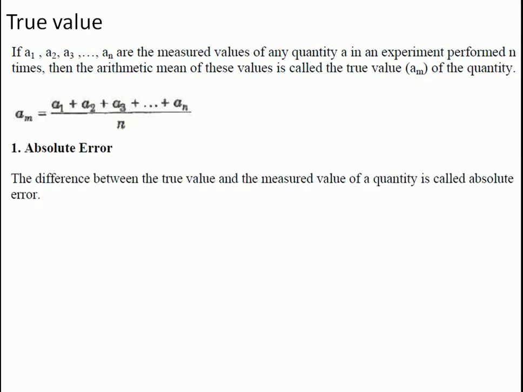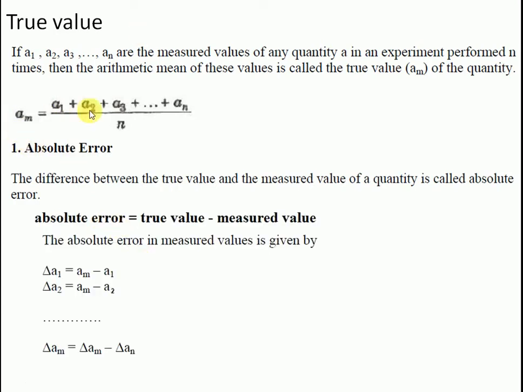And absolute error is the difference between the true value and the measured value. So out here the first absolute error, that is delta a1, is equal to true value minus first measured value, that is a1. So similarly second absolute error can be written as true value minus second measured value. So similarly you can find all the absolute errors.